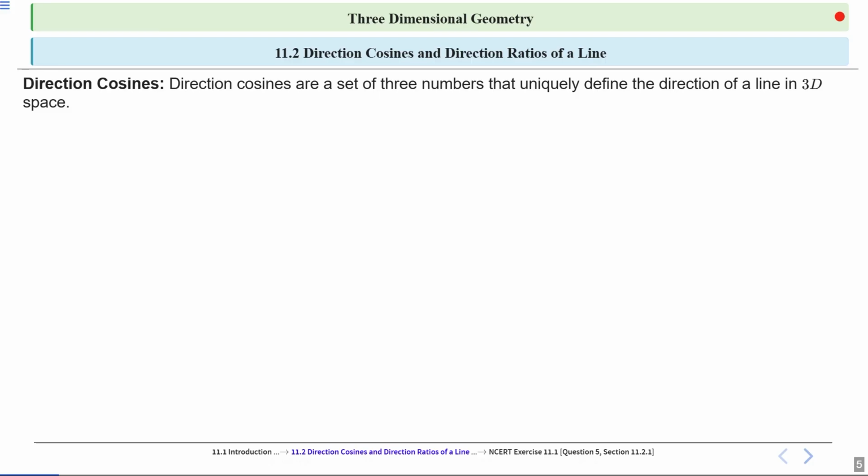So now let's start by talking about direction cosines. Direction cosines are three numbers that help us describe exactly how a line is pointing in three-dimensional space. They give us a unique way to define the direction of the line in three-dimensional geometry, which is really important for understanding geometry in higher dimensions.